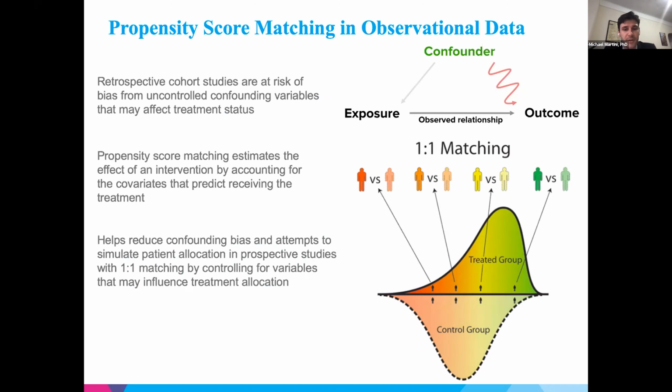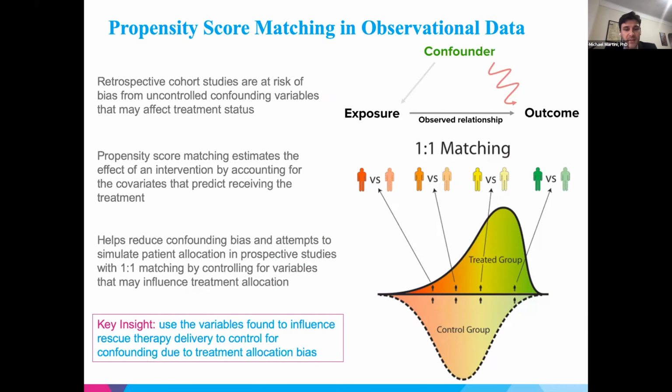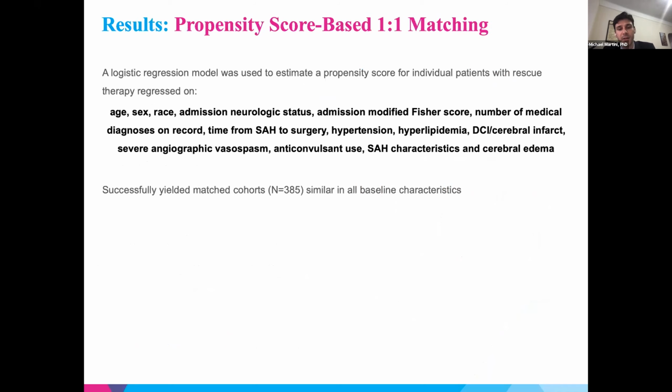But the question is, how do we know which factors might be influential for rescue therapy allocation in our data set? Well, that's an easy answer. We can actually use the factors that we identified earlier for predicting the decision to administer rescue therapy. So that's what we did. And in the end, our propensity score model ended up controlling for these variables shown here, which our machine learning models told us were the most critical.